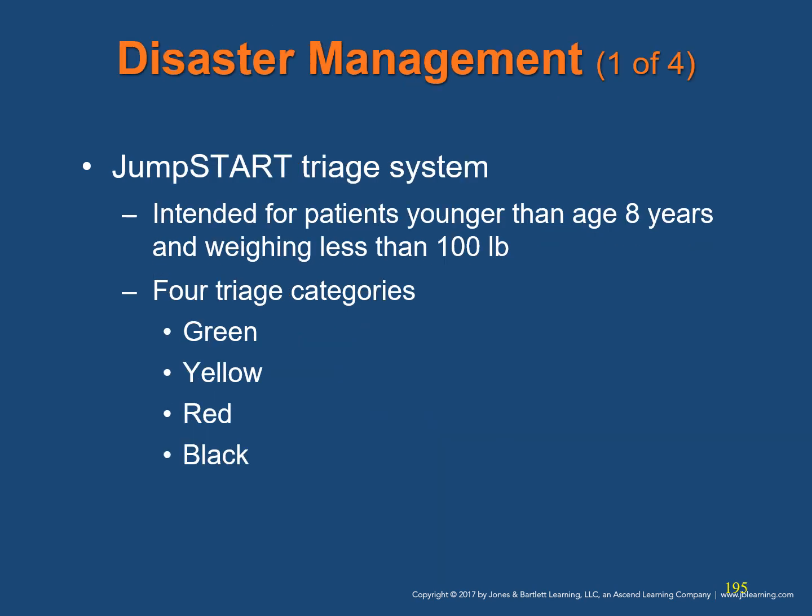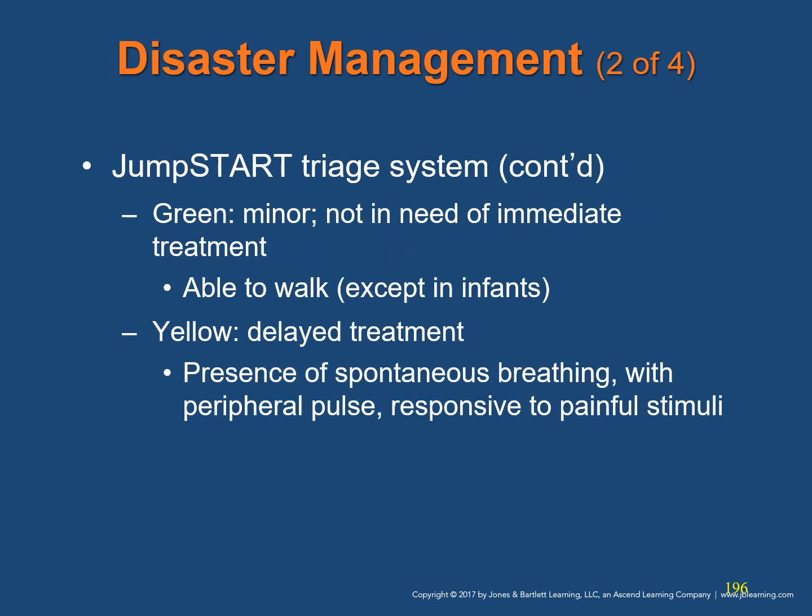Disaster management. The Jumpstart triage system was developed for pediatric patients, intended for patients younger than age 8 years and weighing less than 100 pounds. There are 4 triage categories in the Jumpstart system, designated by colors corresponding to different levels of urgency. Decision points include able to walk, except in infants, green tag, minor, not in need of immediate transport, presence of spontaneous breathing with peripheral pulse, and appropriately responsive to painful stimuli.